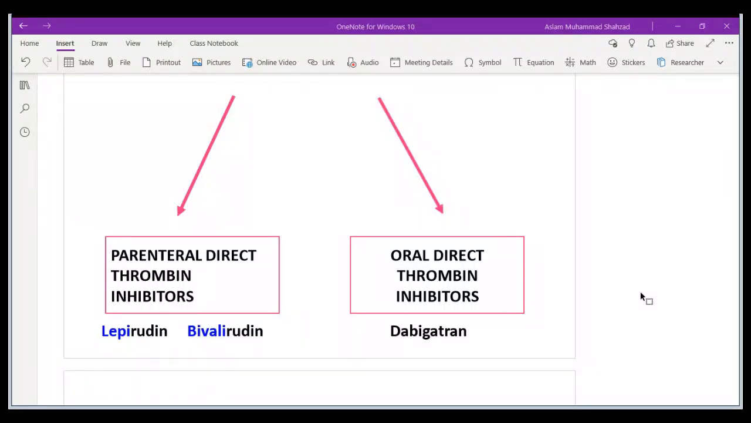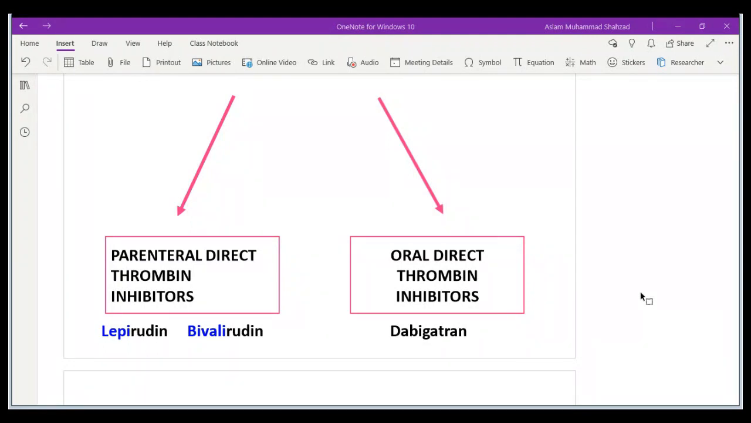So the question arises: when we talk about hirudin, how do we get this medicine? In the previous lectures I already discussed that natural products are very important. Many drugs can be extracted from natural sources. The simple example is morphine, which can be extracted from opium.